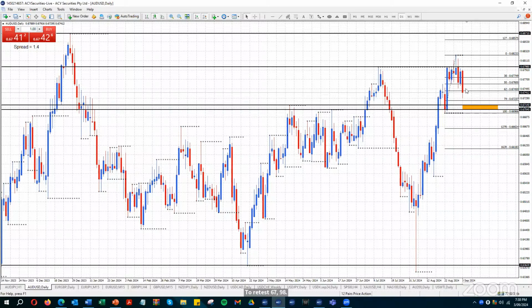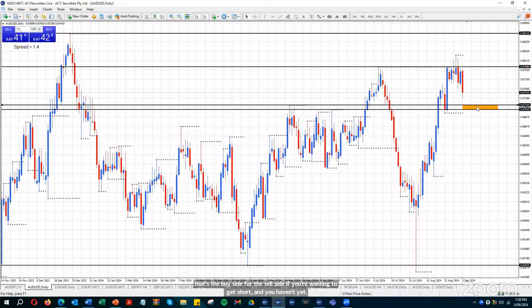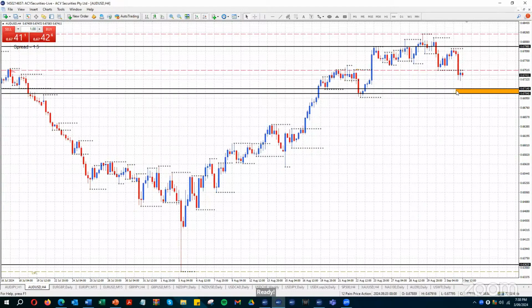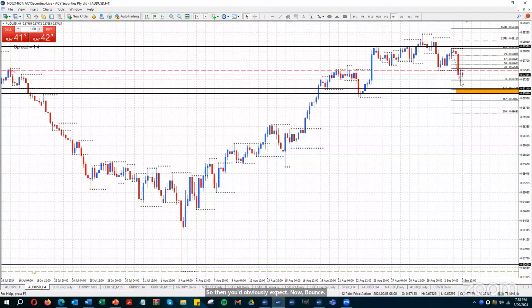For the sell side, if you're wanting to get short and you haven't yet gotten yourself ready, let me use the 4-hour chart. Just moving down into the 127 extension area, you'd obviously expect a bounce. So monitor the range for the next bounce and then look to the 62.79% area, so 67.69 to 67.80.